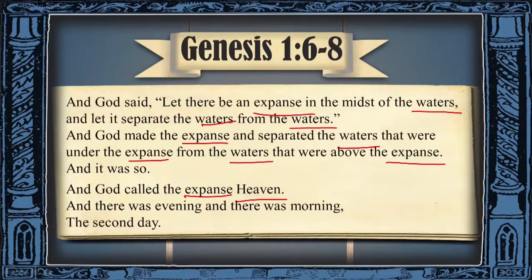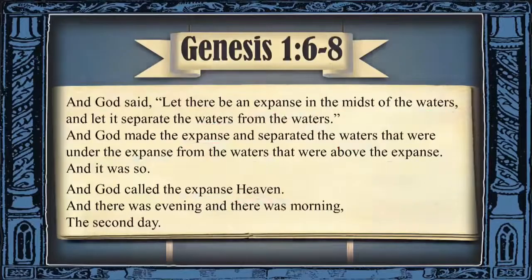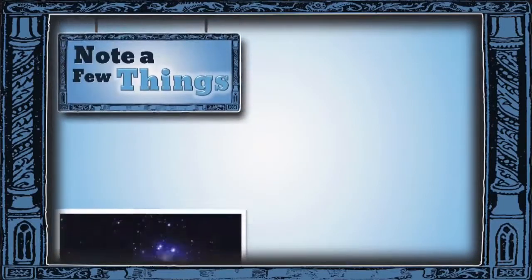Notice the expanse is mentioned several times there. It sure is. And the waters are mentioned several times. It turns out waters are mentioned a number of times. Lots of water. And the numerous times in the Genesis account of creation. 2 Peter 3 talks about the waters going back to the creation being very abundant. So let's note a few things here.